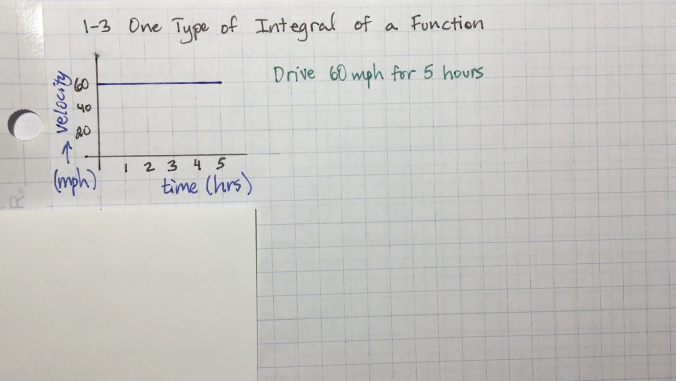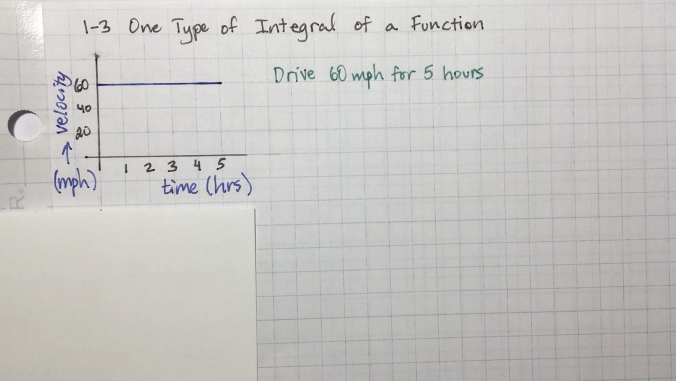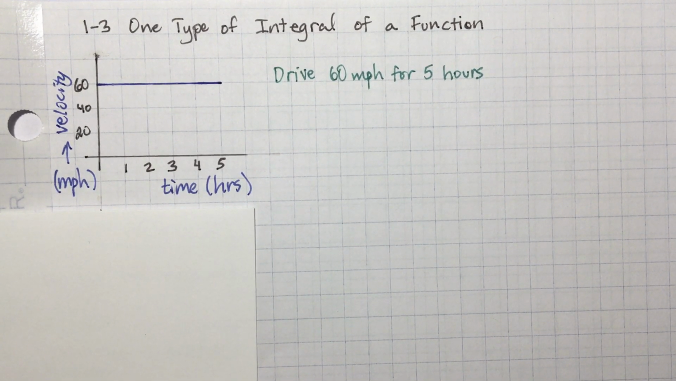Hey everyone, we're going to be talking about one type of integral of a function. So we're going to start with a really simple example because it totally will make a point. Say you have the most boring road trip ever. You drive exactly 60 miles an hour for 5 hours. Not that you could do that, but hey, we'll pretend.